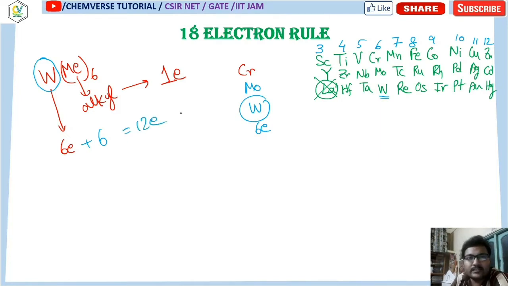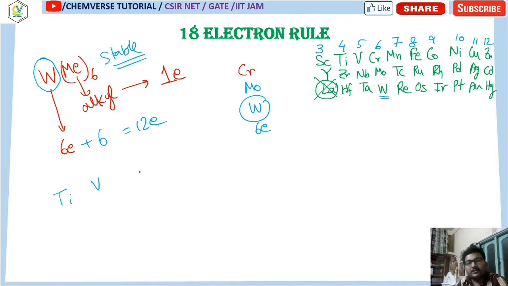It is not following the 18 electron rule, but it is a stable one. You will find this kind of different molecules of titanium or vanadium, which do not obey the 18 electron rule. Now the question is why?